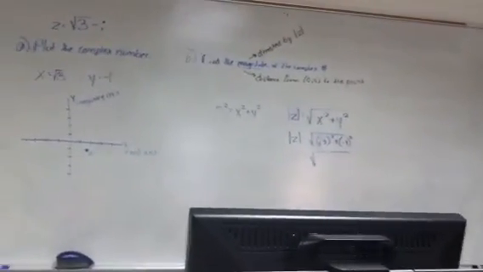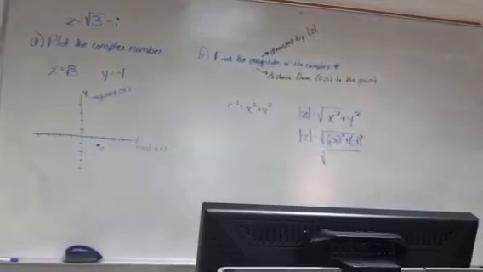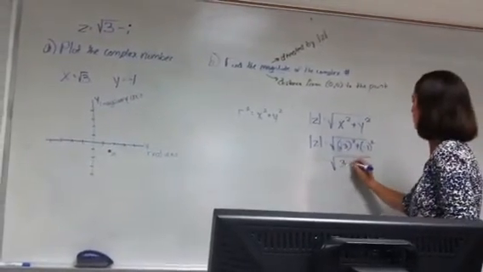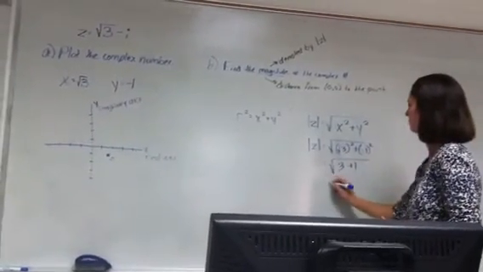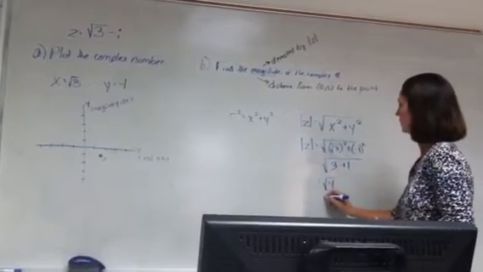So I square the square root of 3 and I get 3. And I square negative 1, I get 1. The answer would be 2. So it's going to be 2.